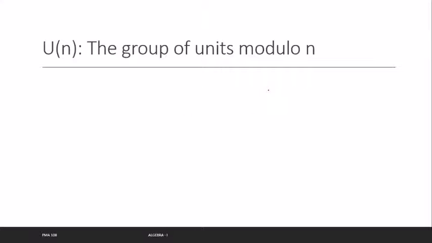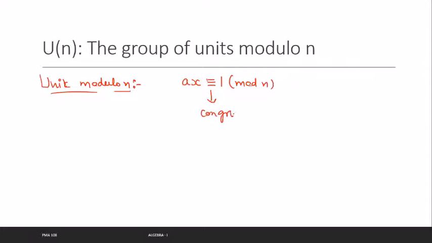Okay, so then a particular group we are going to talk about is the group of units modulo n. Now what is a unit element? Firstly we should know the meaning of unit element. Unit modulo n means that if we have an element a and we are able to find x such that ax is congruent to 1 mod n. This symbol is known as congruent. Are you familiar with this notation already?